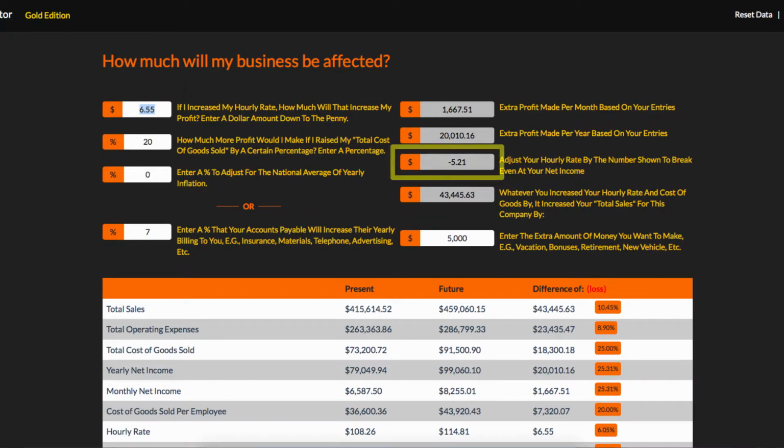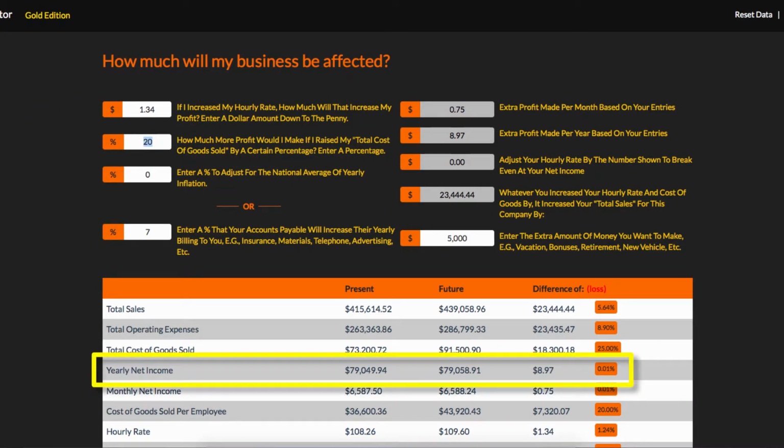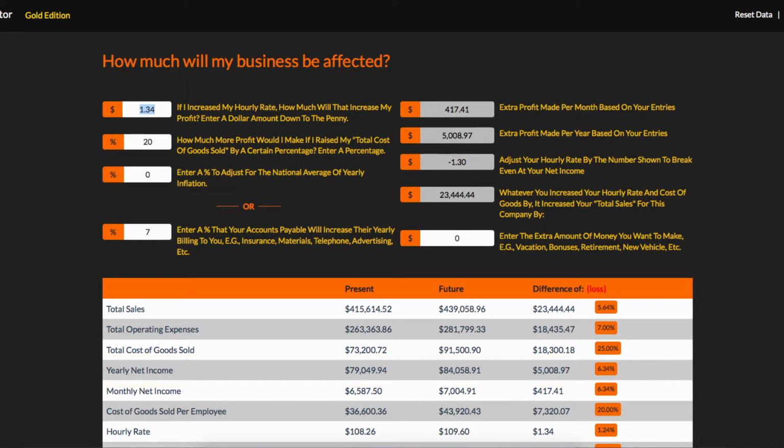Here we see we need to drop our hourly rate $5.21 down to $1.34. Here in the net income row, you may be thinking that I'm breaking even buying this truck. Keep an eye on the net income row right here. Let's go up and remove the $5,000 and see what happens. So, in a sense, by raising your hourly rate $1.34 and raising your cost of goods sold by 20%, you were able to afford this truck. You raised your hourly rate $1.34 and bumped up your cost of goods 20%.